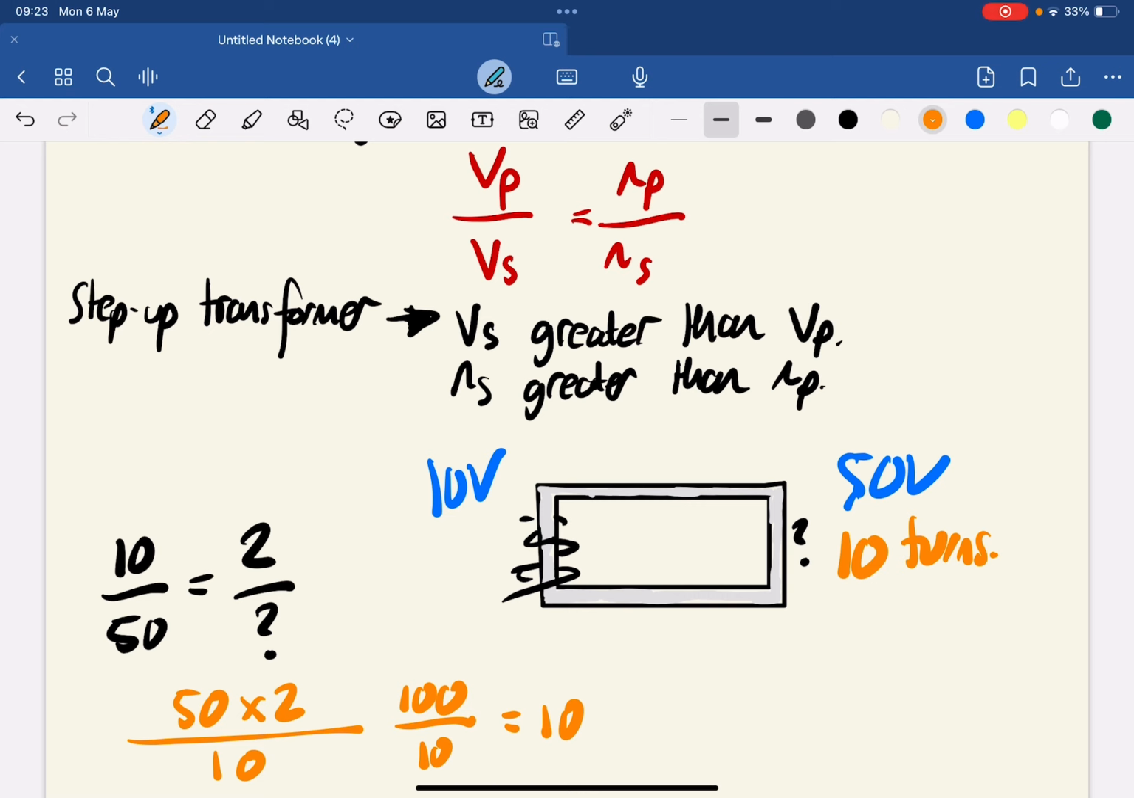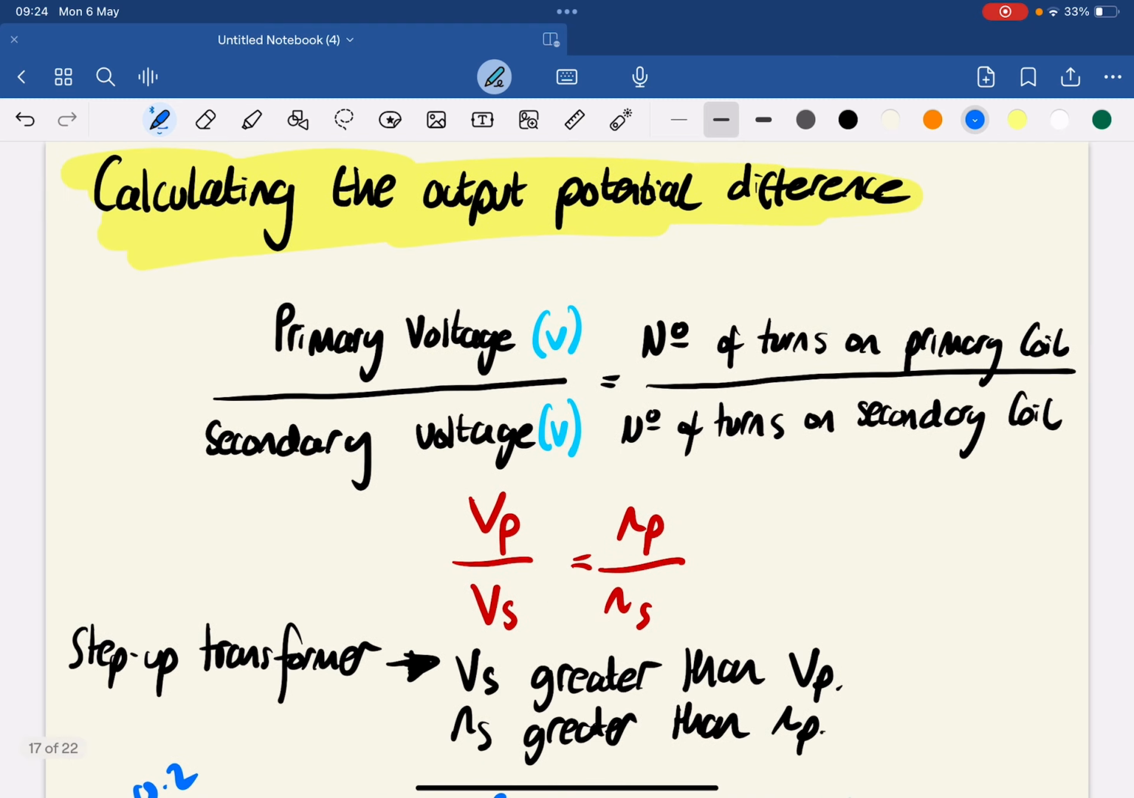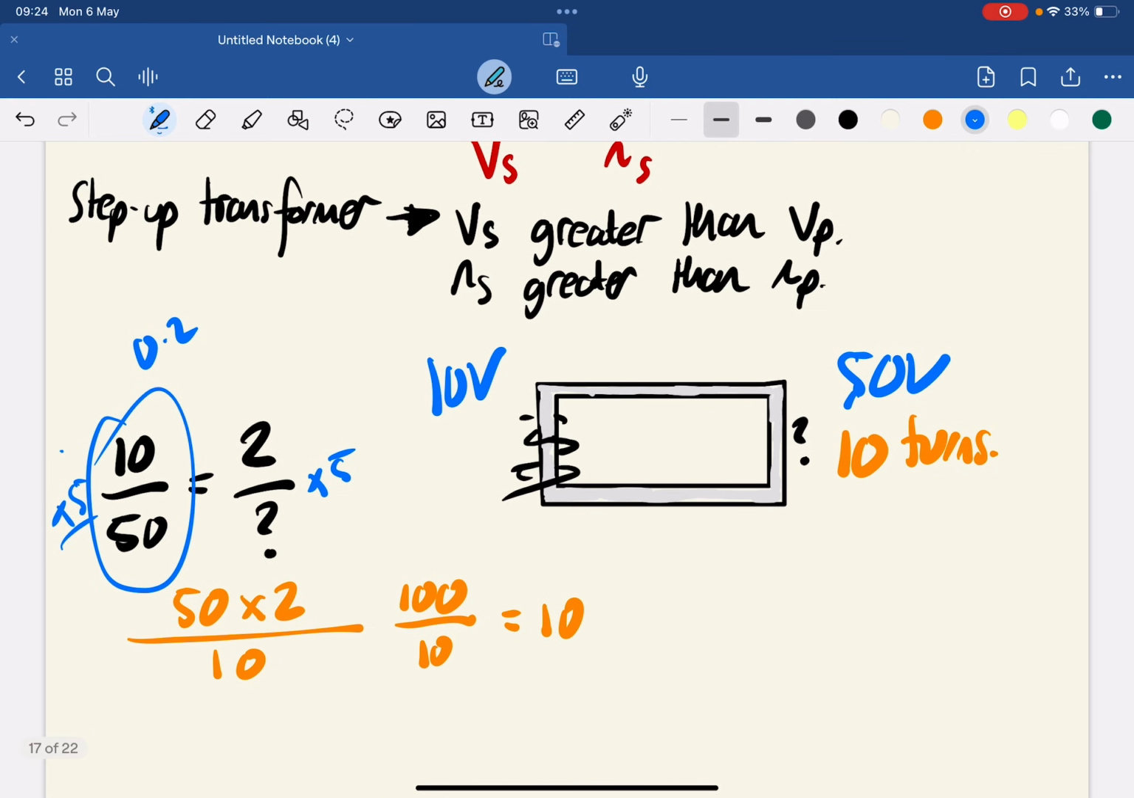And you can always double check that in a couple of ways. We know that 10 divided by 50 is 0.2, and 2 divided by 10 is also 0.2. We can also see that the ratio from 10 to 50 has gone up by 5, so we also have to times the turns by 5 as well. So that's how we look at calculating the potential difference, and we can do that for any of those missing numbers.